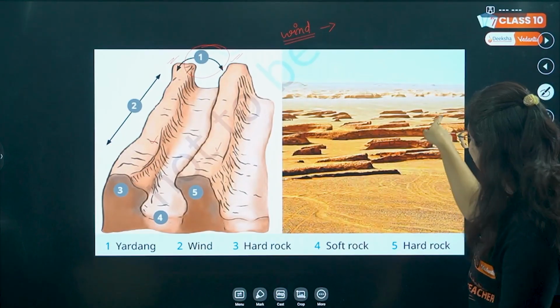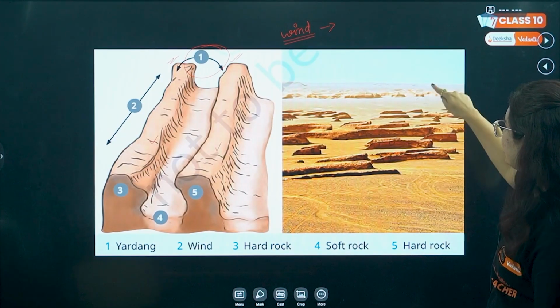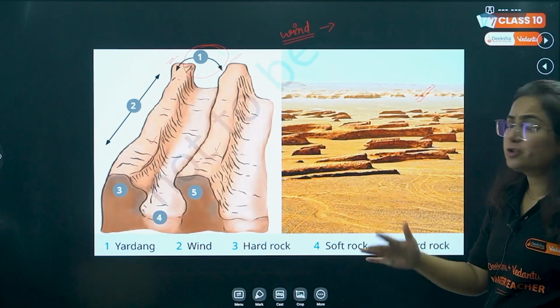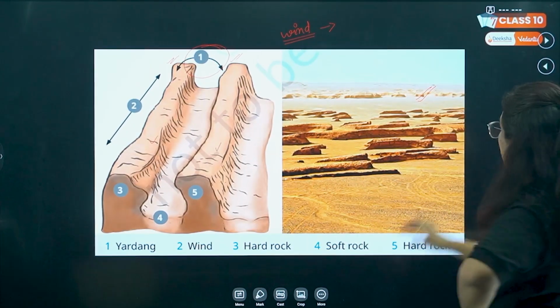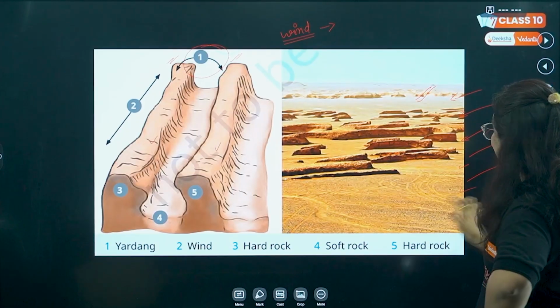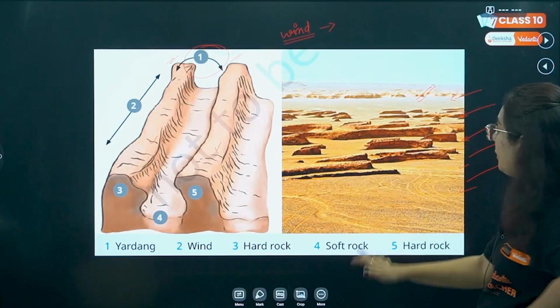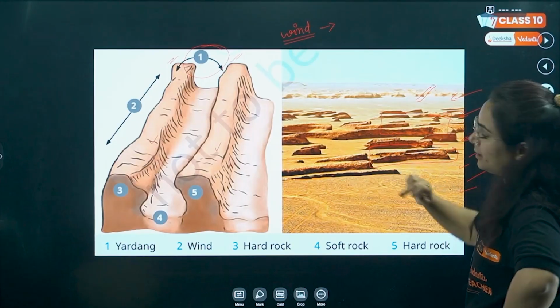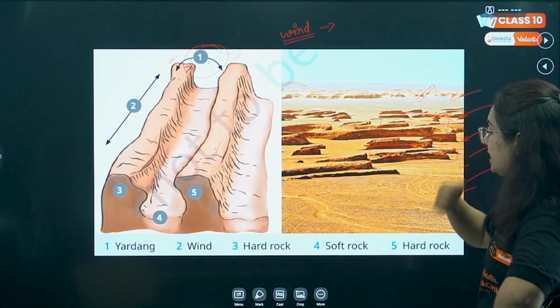Very good. So this is it. This is it, beta. This is the actual image. So this is a sandy region. I won't call it sandy region, but mud, vegetation is not there. Hence, what is happening? Continuous flow of wind is creating different landforms. The standing upright rock is known as yardangs. Okay, get it, beta? Yardangs.